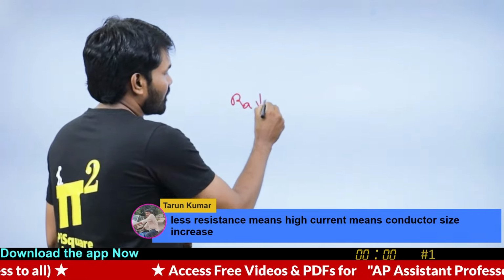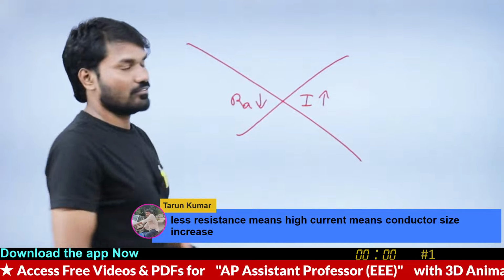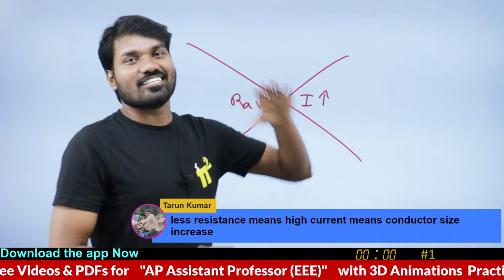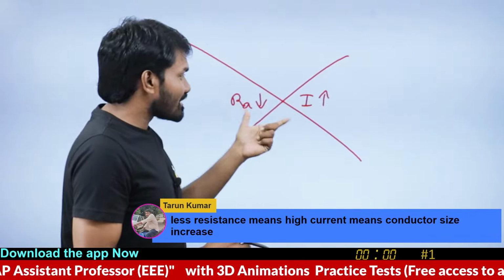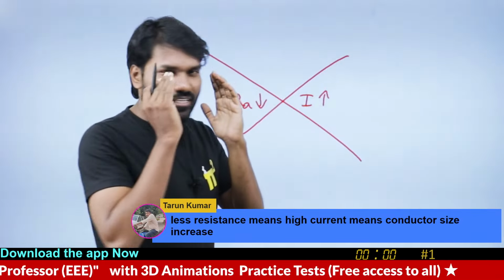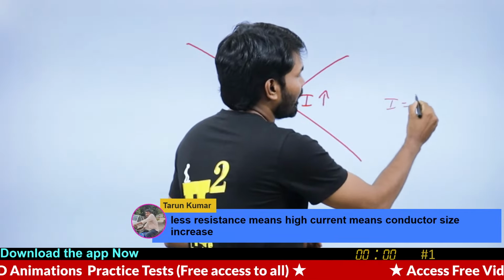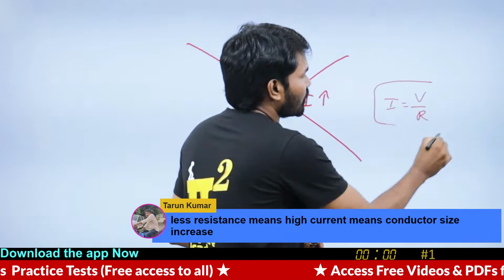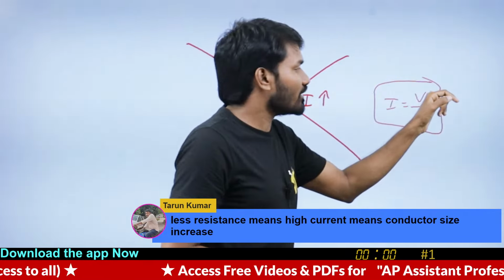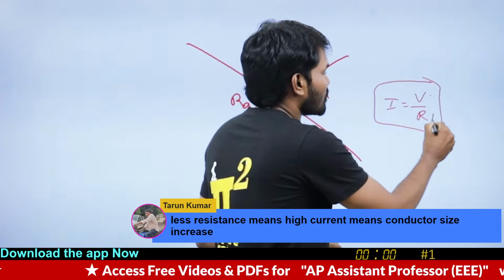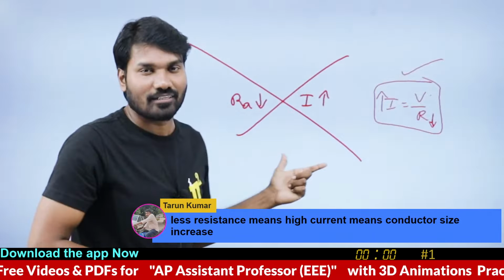Less resistance means high current. This is wrong. See, you will say this always. I is equal to V by R. So voltage is the same, so high resistance or low resistance means high current. That is Ohm's law. That is what Tarun is saying.